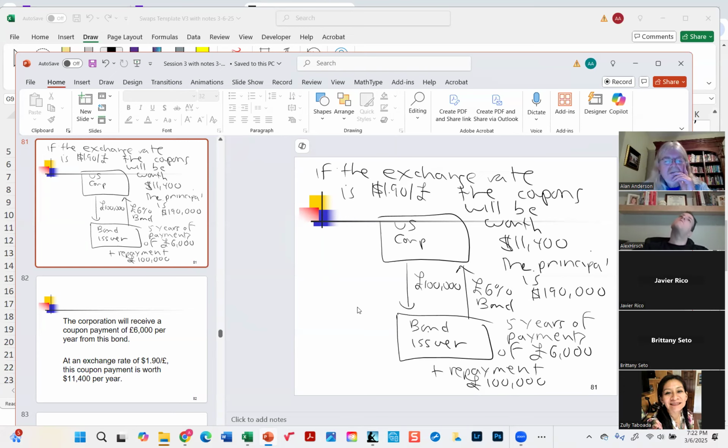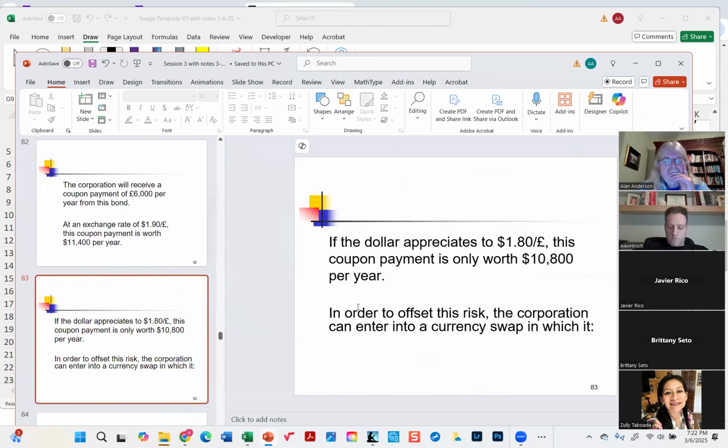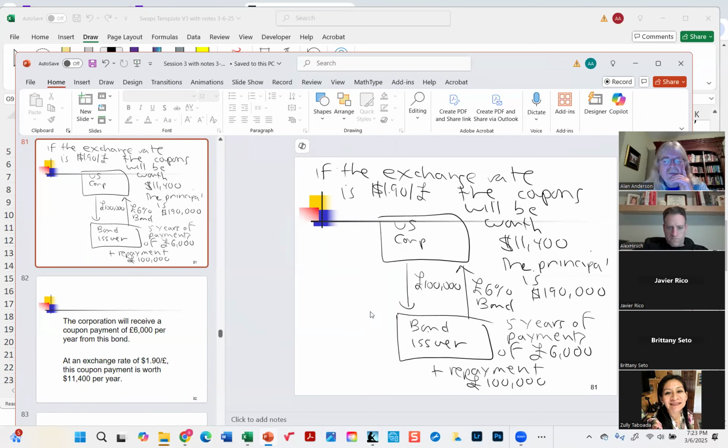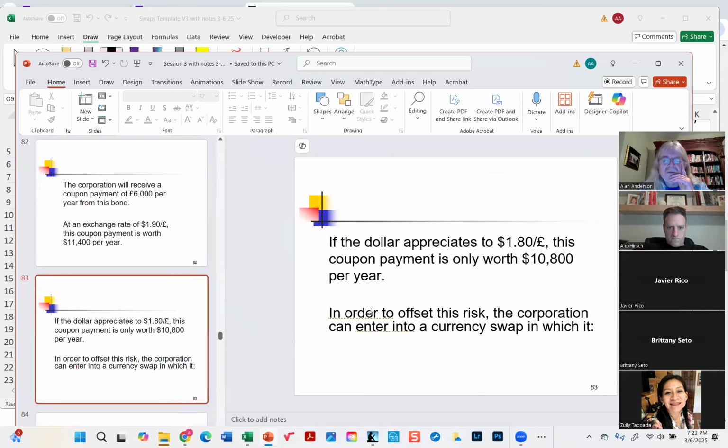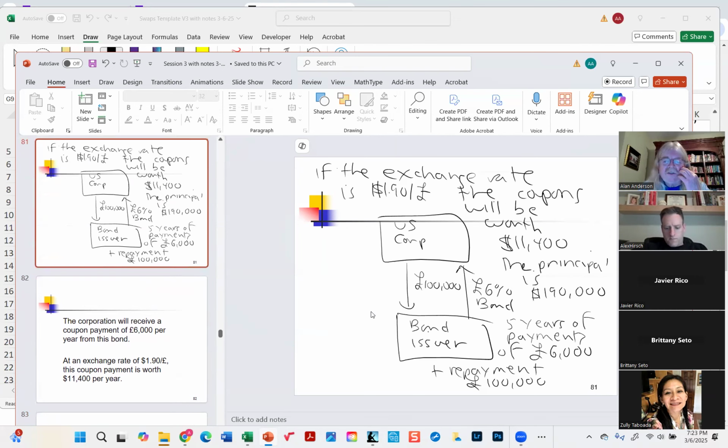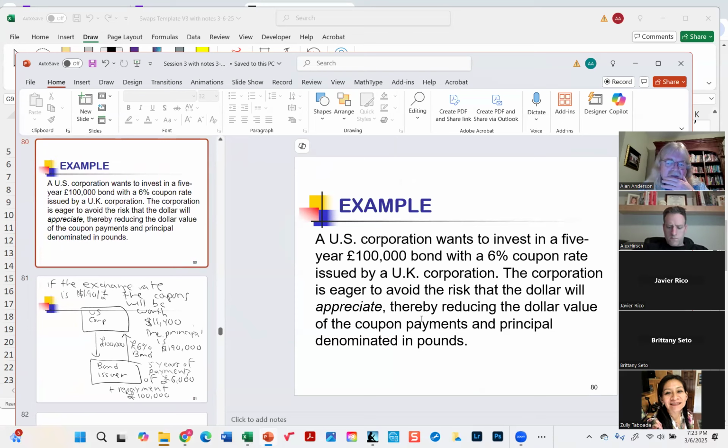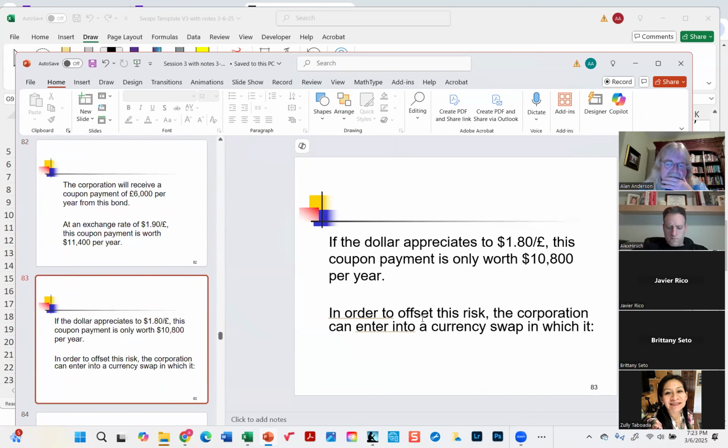All right. But if the dollar strengthens, those coupons, suddenly you're only bringing in $10,800 a year. And this is what they're concerned about. They're like, listen, this is fine as far as it goes. If exchange rates never changed, we'd be very happy right now because we're paying 190,000 for this bond, bringing in 11,400 per year, and then at the end we get our money back. But what happens if the dollar gets stronger? There goes our coupons.